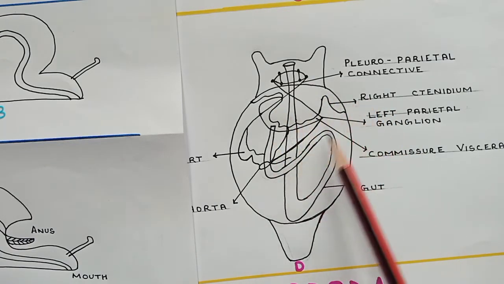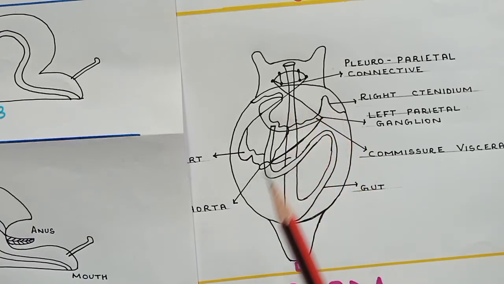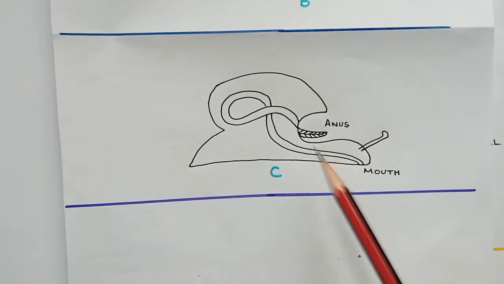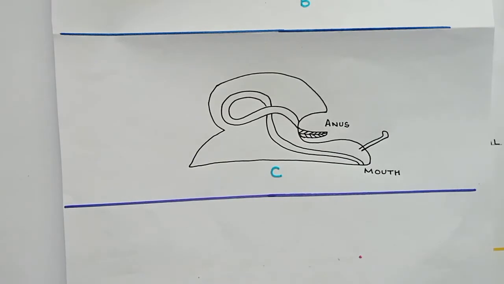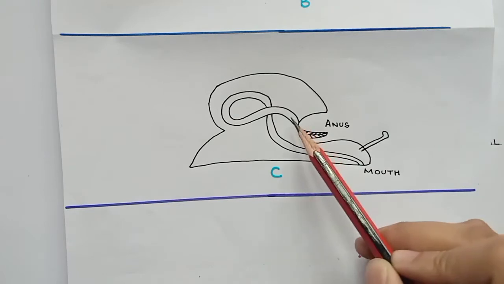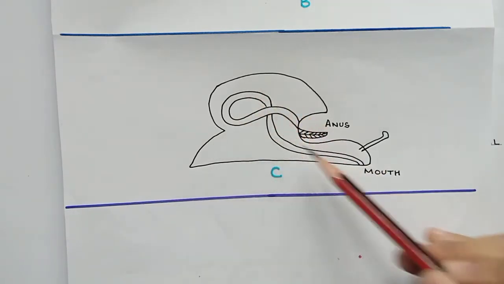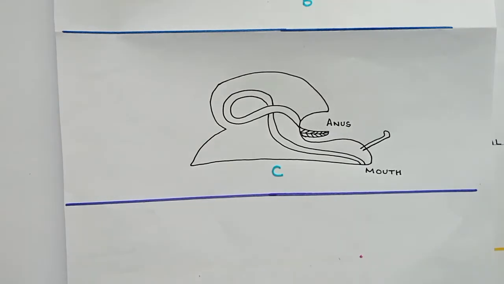This is the right tenidium, and it comes to lie on the head region here. And the alimentary canal is twisted and it forms a figure 8. So here we can see it is forming an 8 figure, right? And there is, of course, the loss of symmetry.